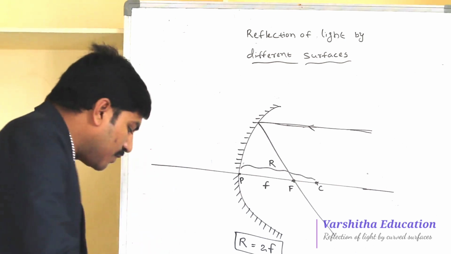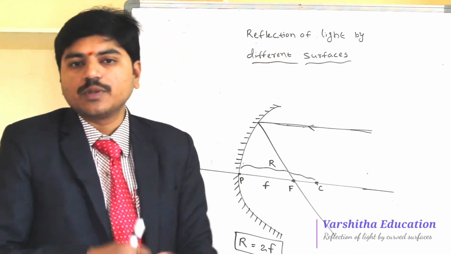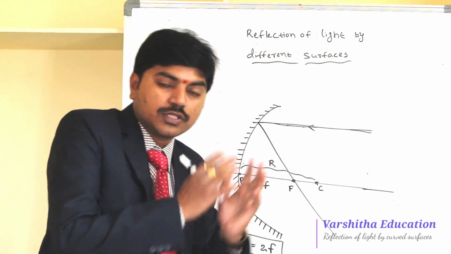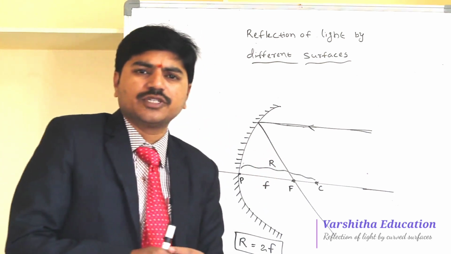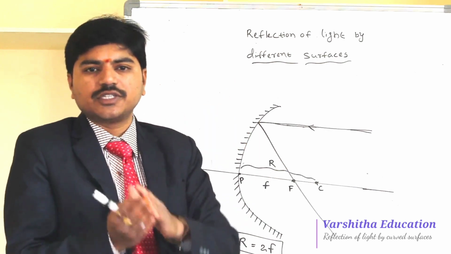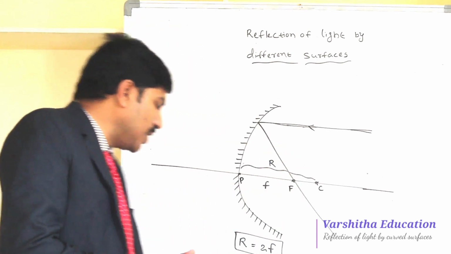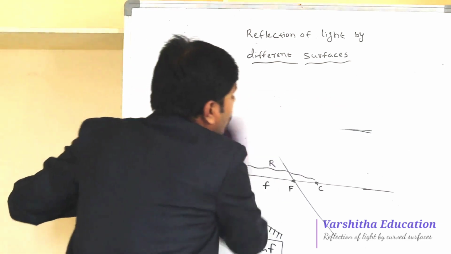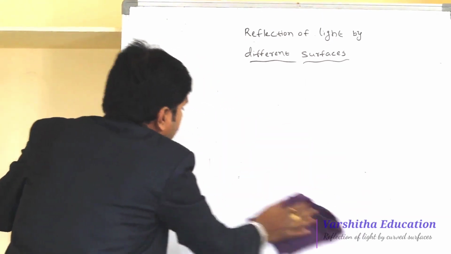So after completion of this one, now we can go for the different types of images. In our daily life, we can see different types of images. Some images are very sharp, some images are blurred, and some are inverted images. Different types of images will appear in our daily life. So the characteristics of images will be identified. The first one is real images. Real images and virtual images will be there.